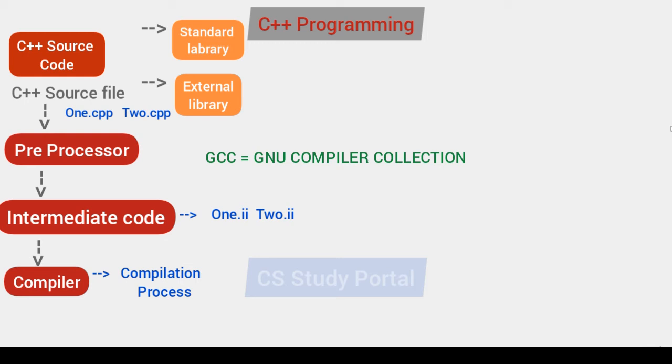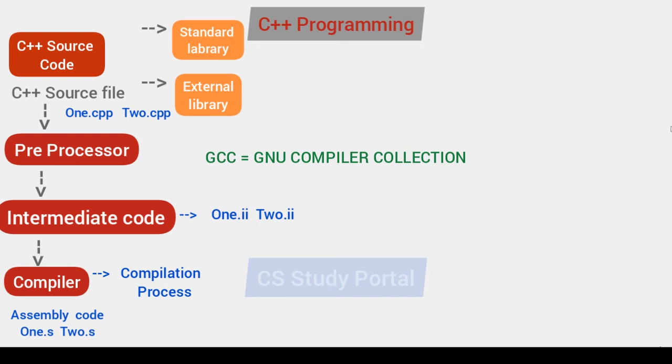Now, some C++ compilers take the output of the preprocessor as the input and directly produce the machine code, but the compiler that GCC provides takes intermediate code as the input and generates the assembly code. Now, the file containing the assembly code is called the assembly file, and it will normally have the extension .s.